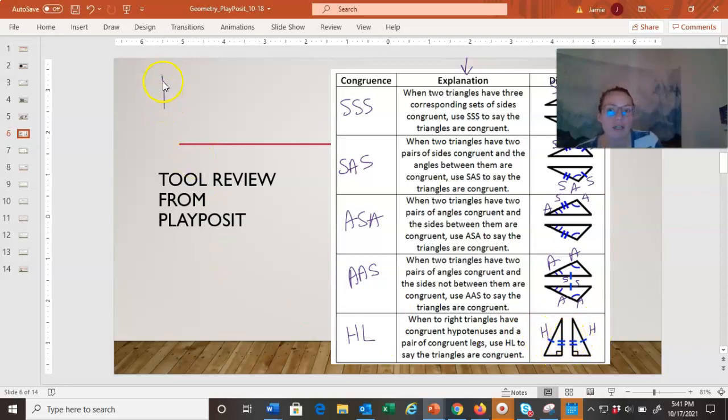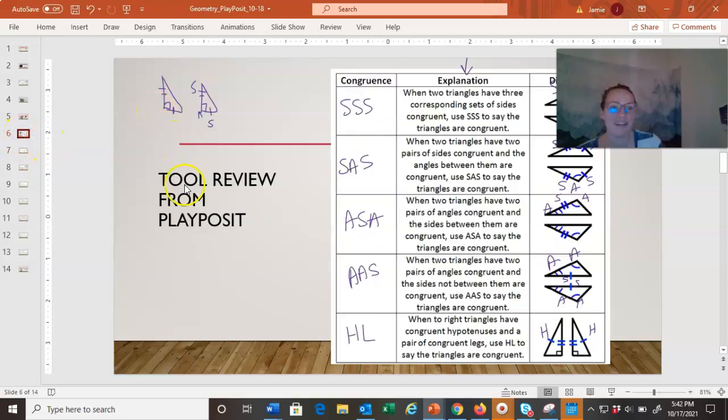You could have a right triangle like this, where you have a leg and the other leg marked. Check this out. This is not hypotenuse leg. This is side-angle-side. So just be careful. Usually when you see the right angle, our minds immediately go to hypotenuse leg, but it's not always that unless the hypotenuse is actually marked.